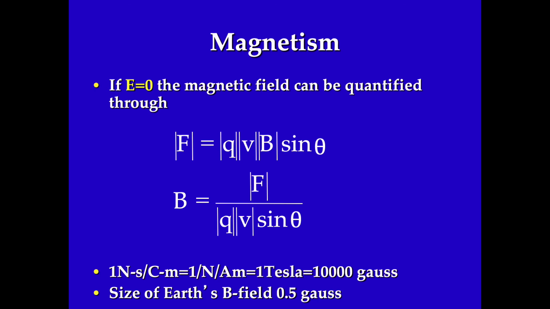We also use the Gauss. 1 Tesla is 10,000 Gauss. The size of the Earth's magnetic field is around 0.5 to 0.7 Gauss, which is not that big. If you wanted to see the effect of the Earth's magnetic field, you would look at what happens to an electron.